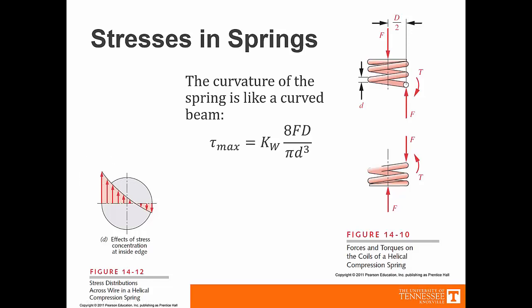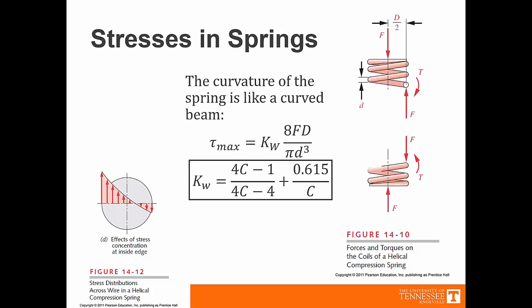And what we'll do is we'll introduce another K_W, where K_W is defined as (4c − 1)/(4c − 4) plus this ratio of 0.615/c. And again, I'm not going to derive for you how we got to this Wahl's constant. I'm just going to tell you that this is taking into effect the curvature of the beam.